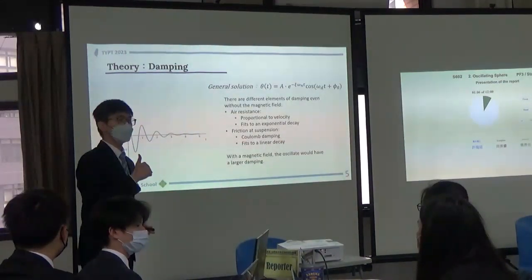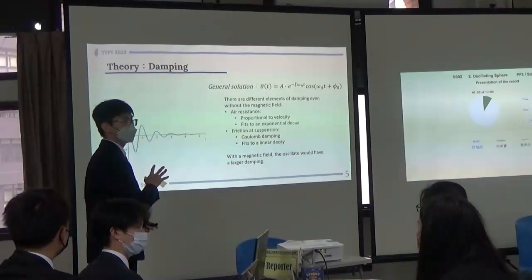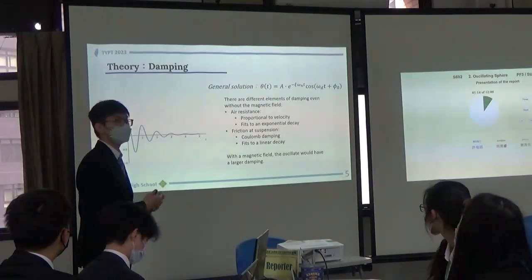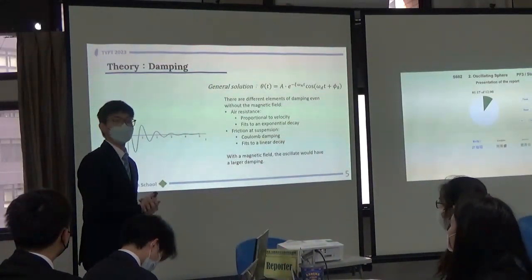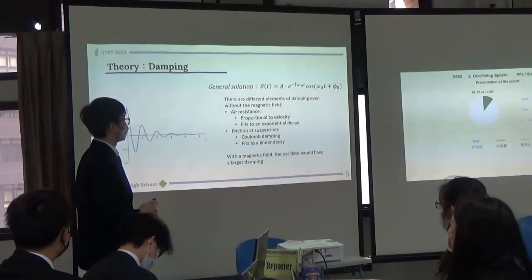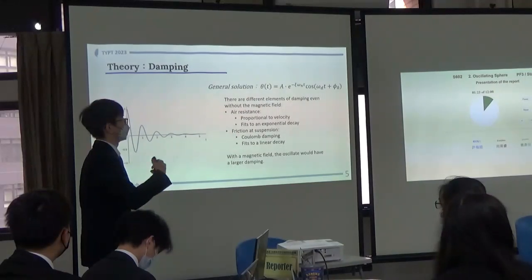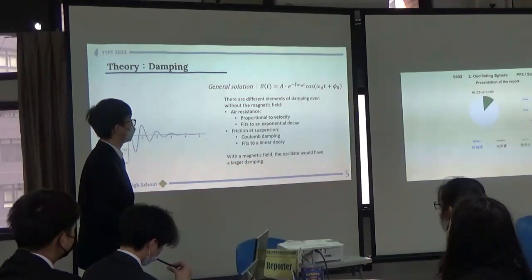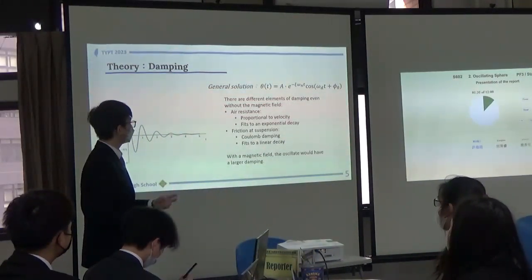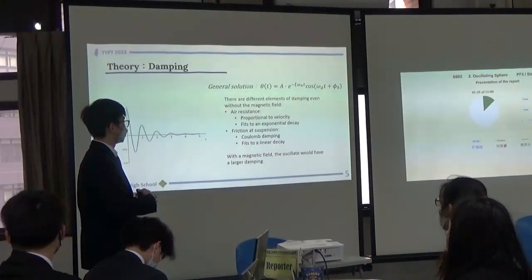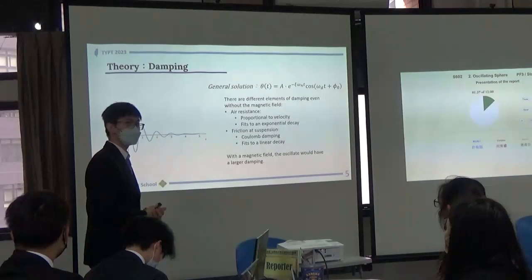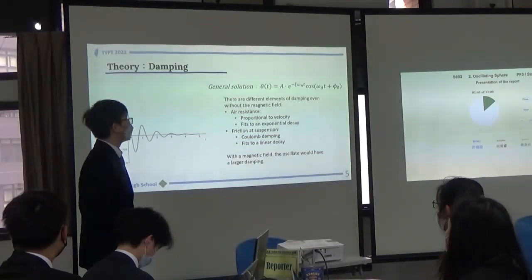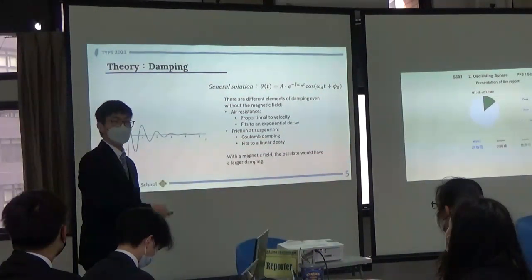So here's my theory. First, the most fundamental one is damping. To talk about the damping theory, we must start from the most basic form, where there's no magnetic field generating. So there are different elements of damping without a magnetic field. First, we have air resistance, which is proportional to velocity and would fit an exponential decay. Next is the friction at the suspension, which would fit a Coulomb damping and a linear decay. But with a magnetic field, the oscillation would have a larger damping, since the damping contributions can be added up.